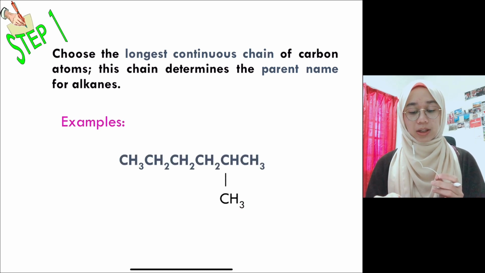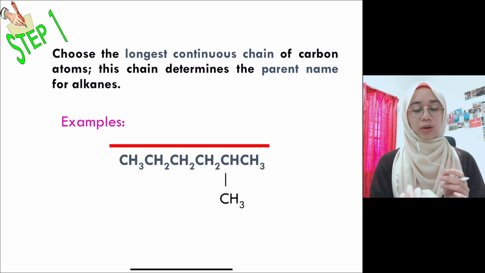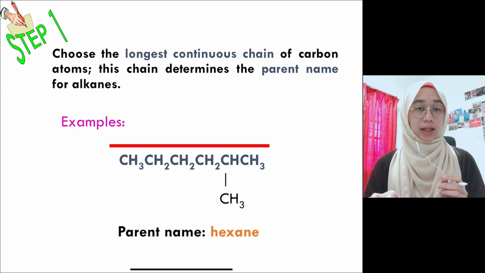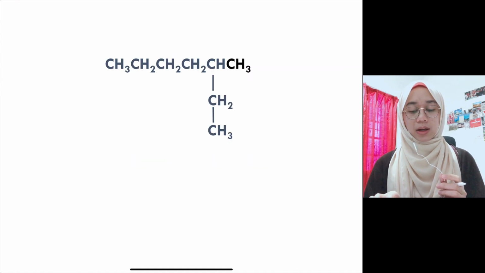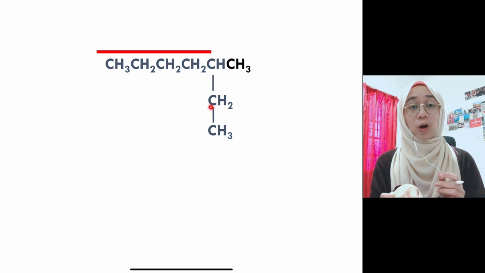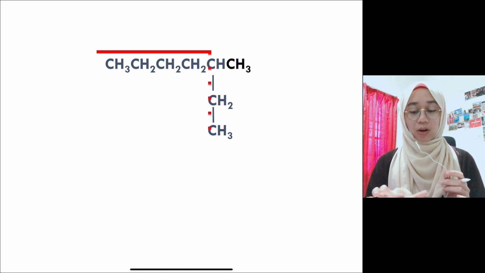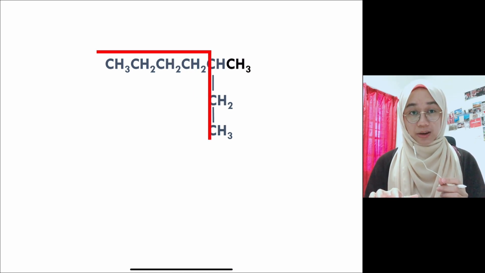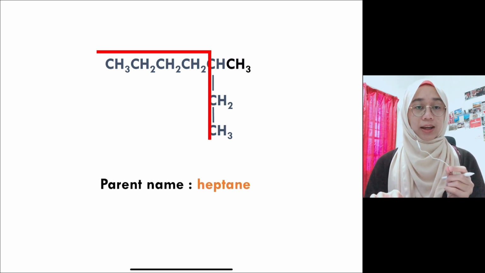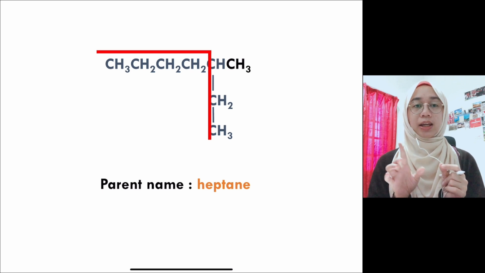Okay, for example this one. So kalau kamu ambil terus yang lurus kat sini, that will be the longest chain. Okay, and then the name will be hexane then, because it consists of 6 carbon. And as of this one, dia punya longest chain would be, bila kamu sampai kat sini ni simpang kan, sama ada simpang ni kamu nak pergi lurus je ataupun kamu nak belok. Tapi kalau kamu belok would give you a longer chain. So in this case, the parent name would be heptane. Okay, so ini cara kamu nak cari longest chain.